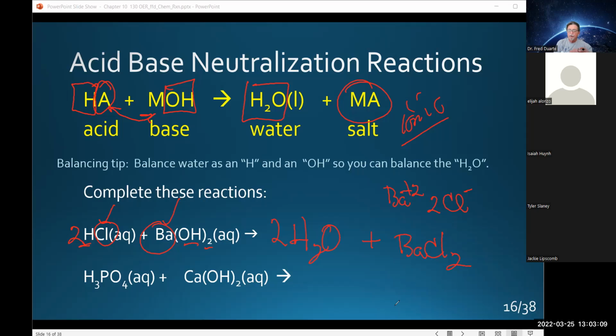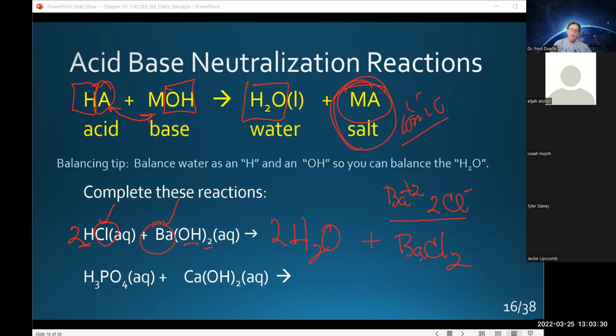So in this scenario, to balance acid-base reactions, follow the protons and the hydroxides. Get those balanced right away, and then everything else falls into place. Before you put the salt together, put them in ionic form first, so you can know how many of each you need to put together.